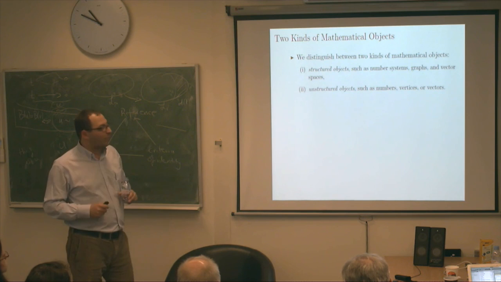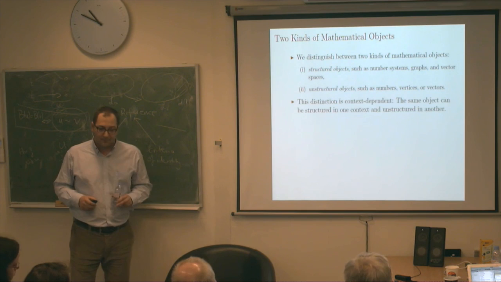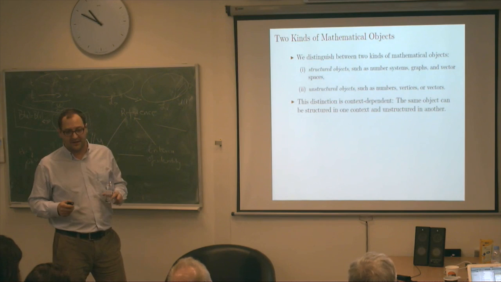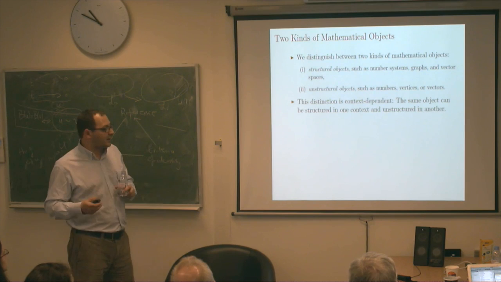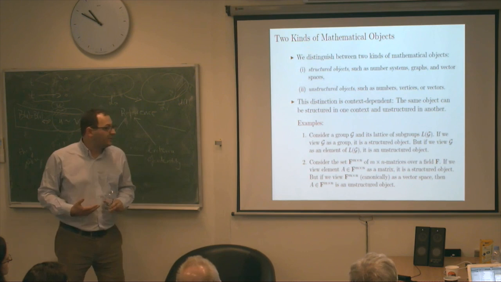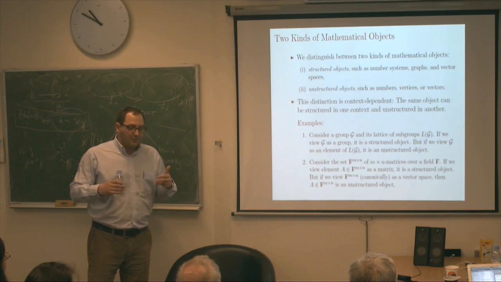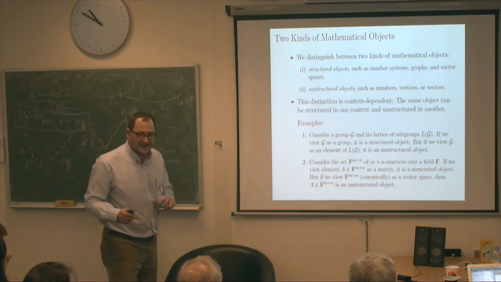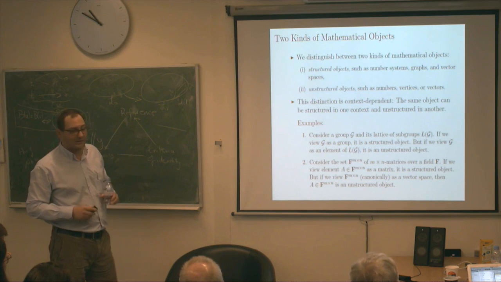And this distinction is not a strong ontological one. It's not one between ontological types, but it's really context dependent. So the same object can, in one context, occur as structured, and in another context, occur as an atomic object. To give you just one example, consider a group and the lattice of its subgroups. If we view G as a group, then it's clearly a structured object. But if you view it as an element in this lattice, then it's an atom. So this distinction between atoms and systems is a relative, context dependent one.